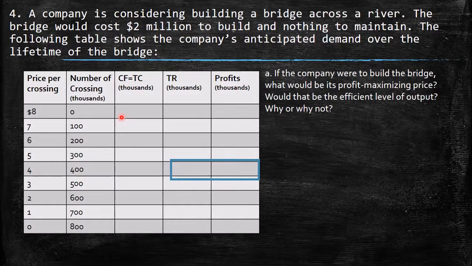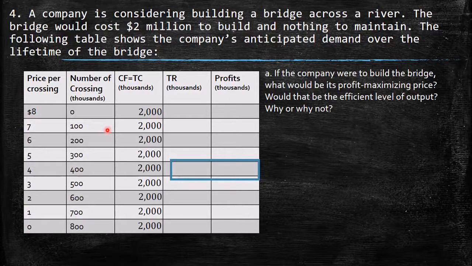So the first point says, if the company were to build a bridge, what would be its profit maximizing price? What will be the efficient level of output? Why or why not? So first, we have the fixed cost, which is going to be 2 million. So in thousands, it's going to be 2,000, so it's going to be 2 million. Then in that case, different from the previous one, we don't have variable cost. So if variable cost is zero, because there is nothing to maintain, the fixed costs are exactly equal to the total cost.